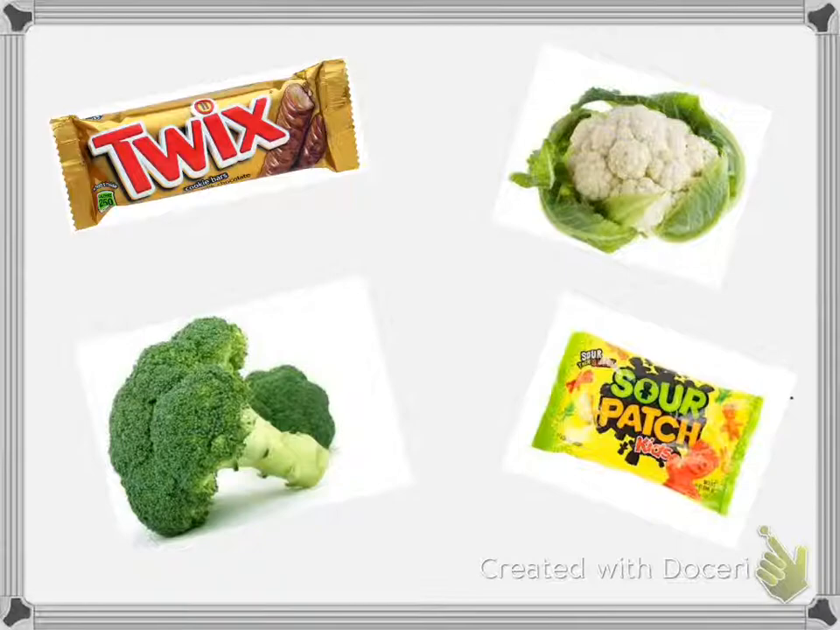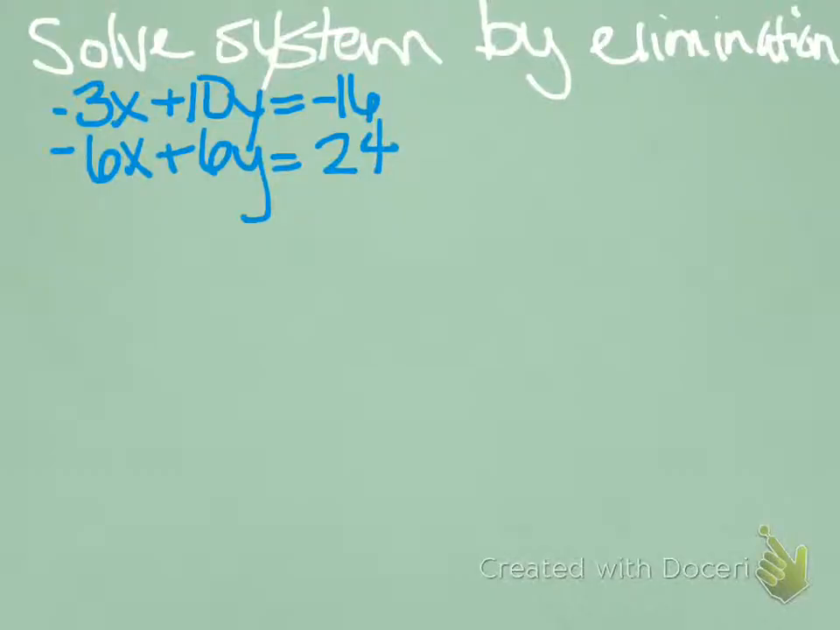So if we look at this problem, if we want to solve this system by elimination, we've got two equations like we had before, but neither of these equations are solved for a variable, either x or y. So we have to use something called elimination. That means we want to eliminate one of the two variables. So we have to pick out which one we would like to eliminate. Well, if you look, we have 10y and 6y. We can't make those look alike very easily.